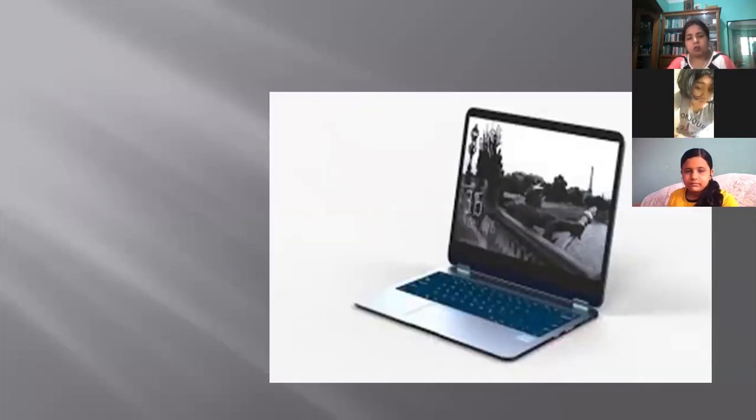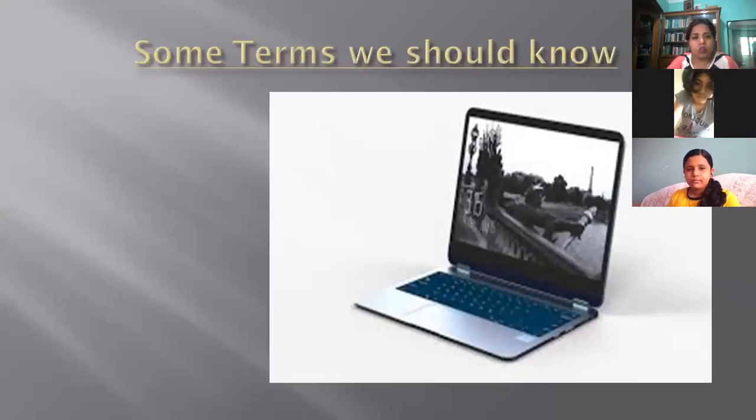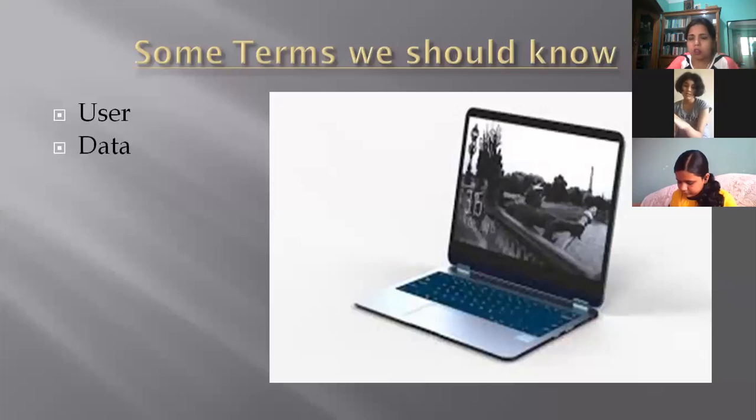Okay, there are some terms which we should know. Just note down these terms. User. Just note down the terms only. You don't need to write its definition. User means the person who uses computer. Data. Whatever we give as input into the computer is called data. Information. Information is processed result or output.